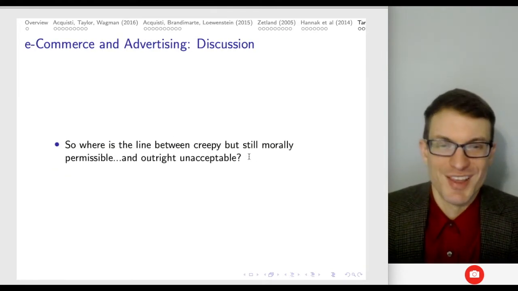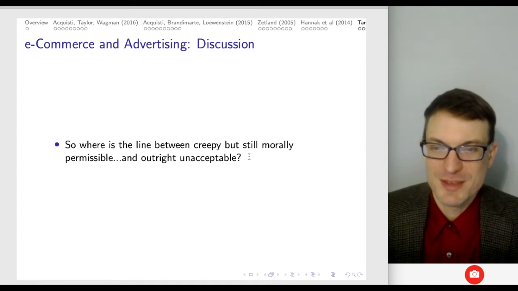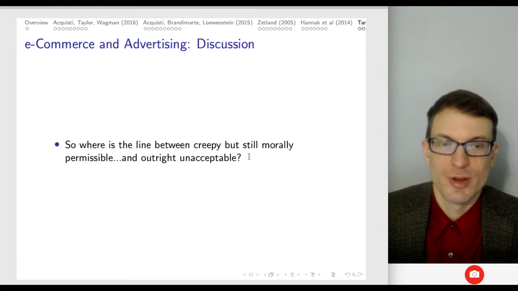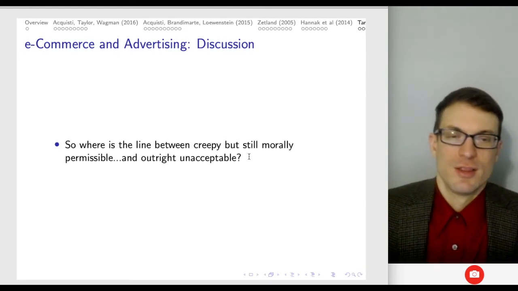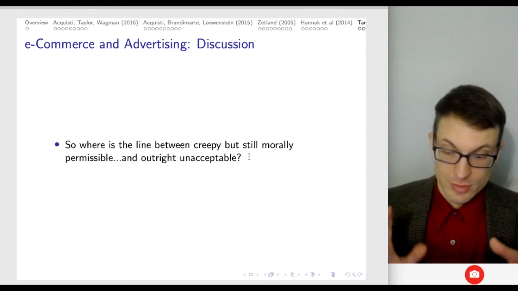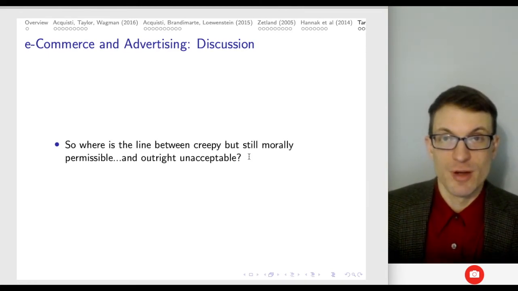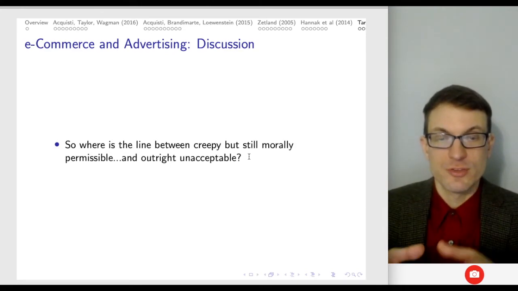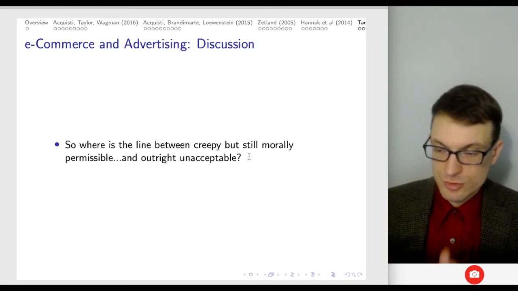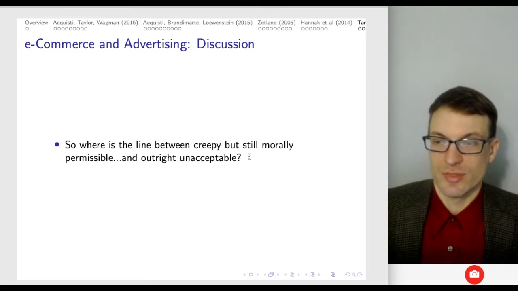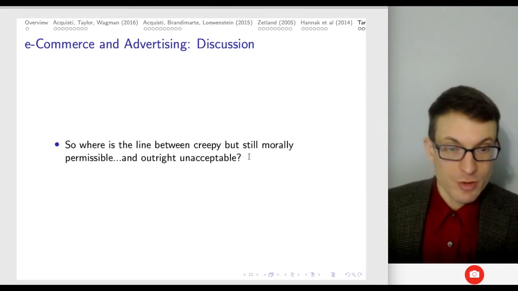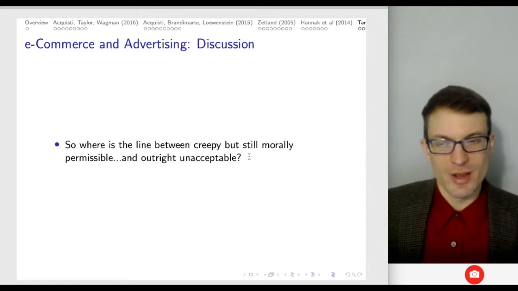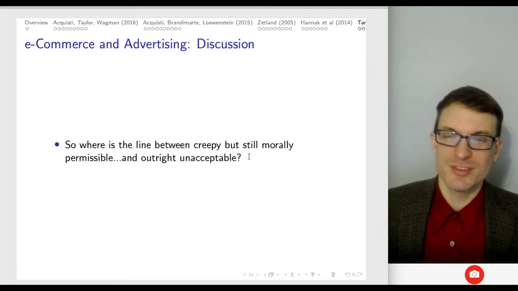And so then the question is, where's the line between creepy but still morally permissible and outright unacceptable? We want to think really carefully about this data out there. This data in this case hadn't been specifically from that girl. It had been from a lot of other people and then had been used to focus this coupon book to that particular household. First off, we think of this as being kind of creepy. Is it outright unacceptable? I don't know. I don't know how I feel about this.